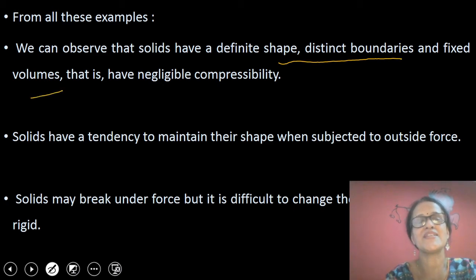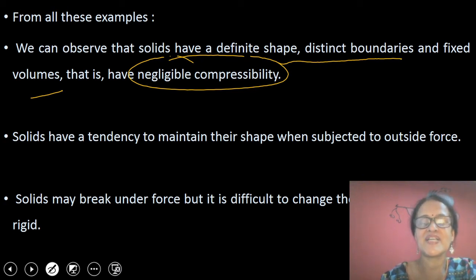So from all this discussion, we observe that solids have a definite shape, distinct boundaries and fixed volume, and they have negligible compressibility. One more point we have seen is that when we apply force on them, solids resist a change in shape. The reason is that the particles in solids are very closely packed. So on applying force on them, they resist change in shape. But if you apply excessive force, the solids may break. So as you cannot change the shape of solids by applying force on them, we conclude that solids are rigid.